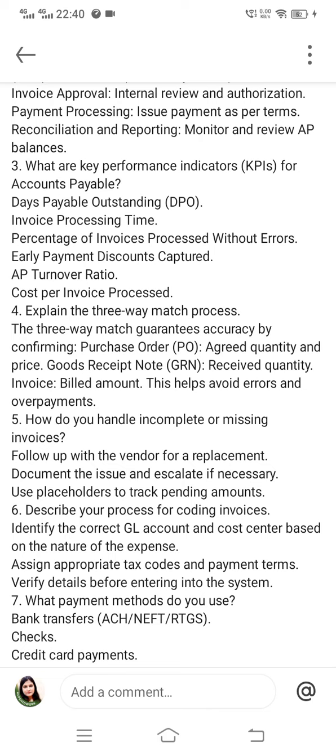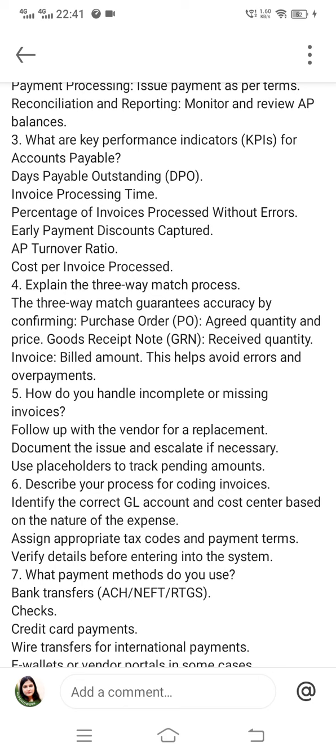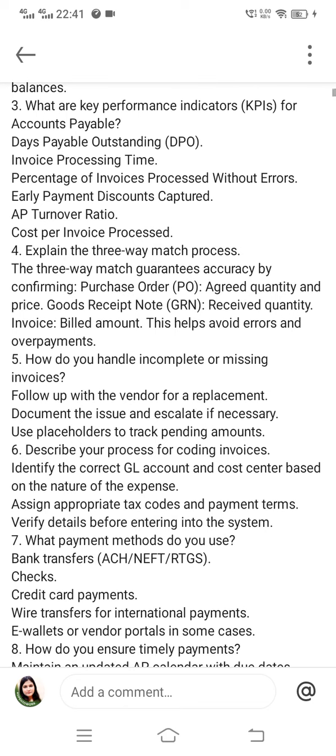And early payment discount capture, so a few vendors also give us the early payment discount, we have to check that as well. And AP turnover ratio, and cost per invoice processed, how much cost we have incurred for processing a certain invoice, that is one of the KPIs.